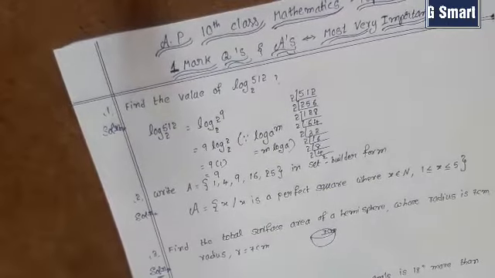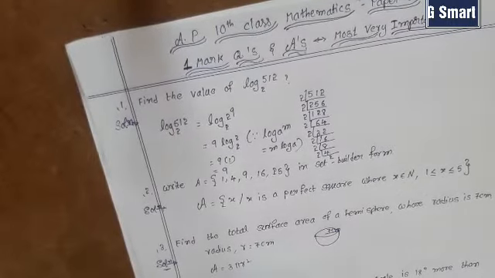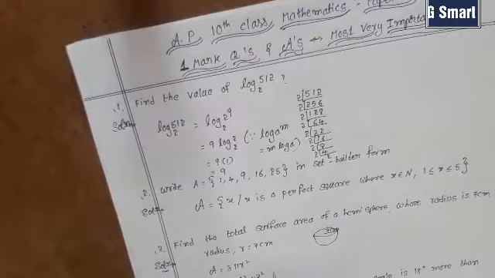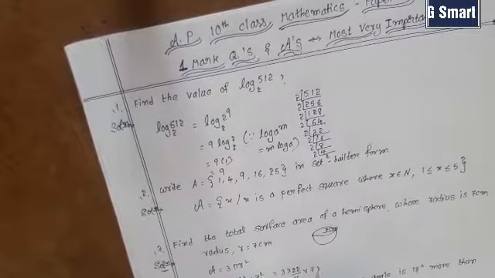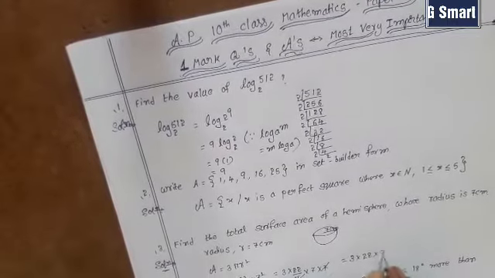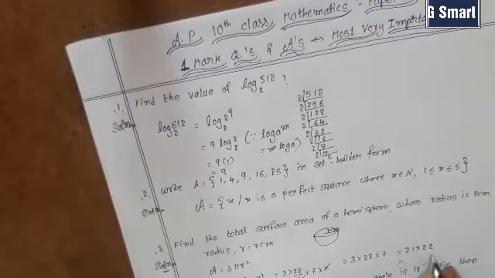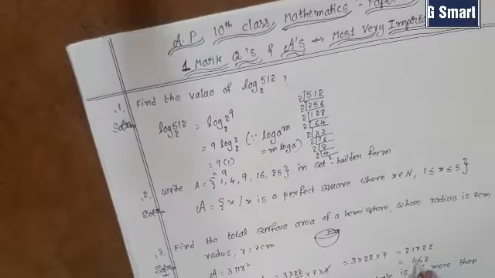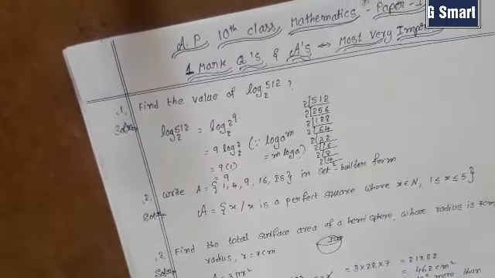Total surface area of a hemisphere is nothing but A is equal to 3 pi r square. So 3 into 22 by 7 into 7 square. So 3 into 22 by 7 into 7 into 7. 7 7 cancel. So 3 into 22 into 7. So 3 sevens are 21, 21 into 22, so 462 centimeters square, because it is area, so centimeters square it will be.